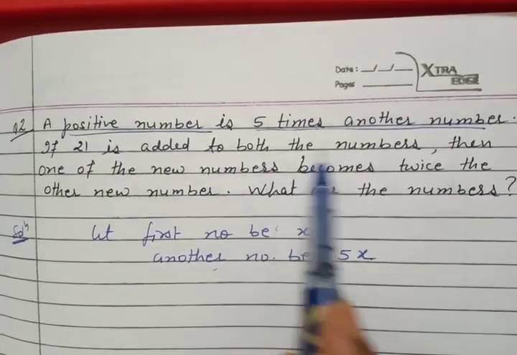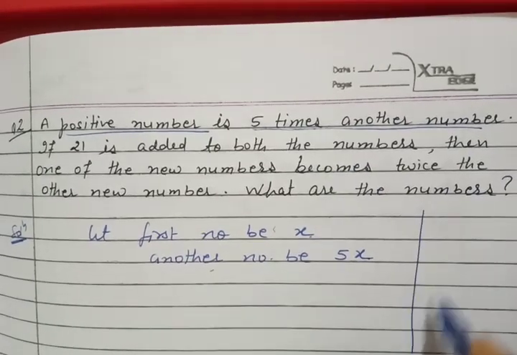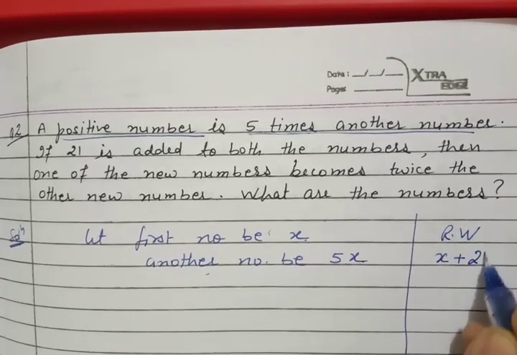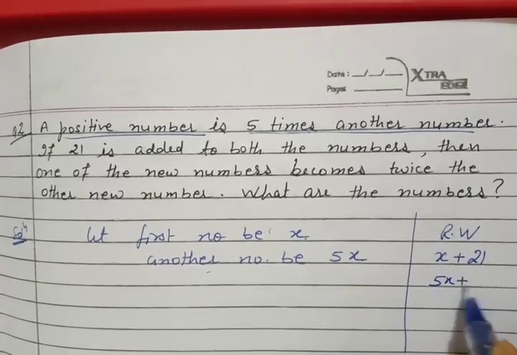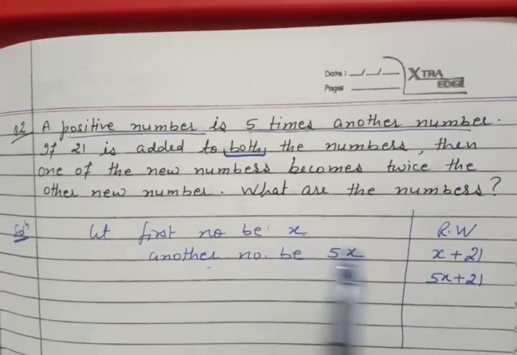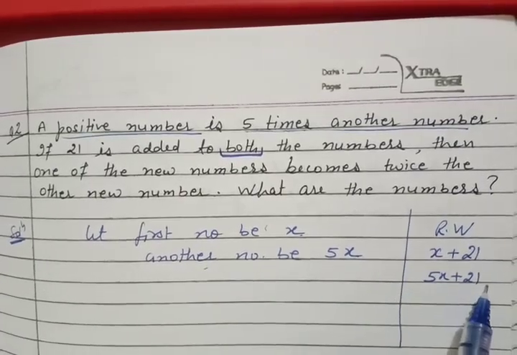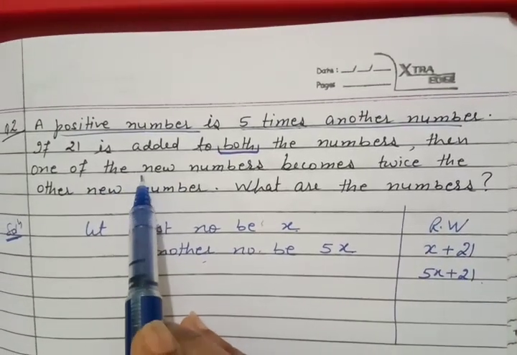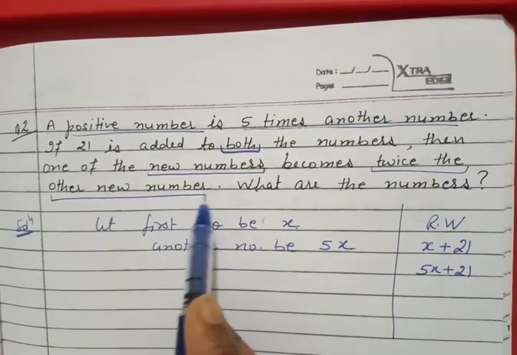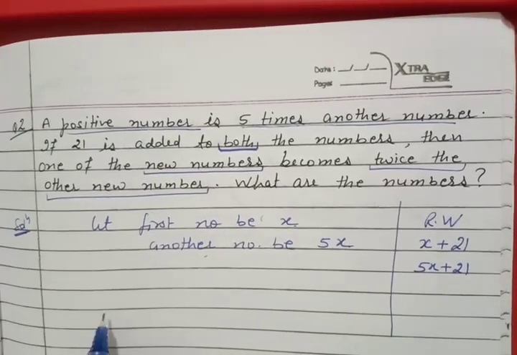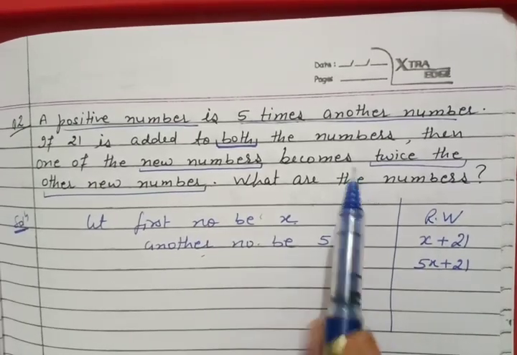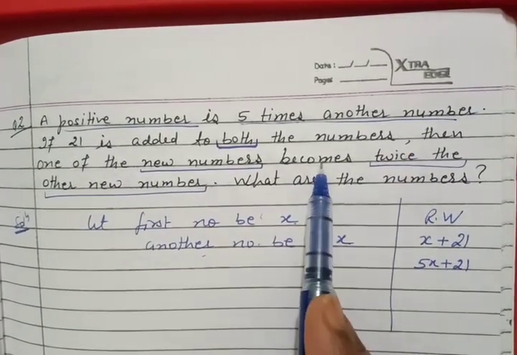If 21 is added to both the numbers, you can do this step in rough. If 21 is added to both, it means x plus 21 and 5x plus 21, because it is written 21 is added to both. Then one of the new numbers becomes twice the other new number. So how can we suppose which number we should write on the left and which on the right side?